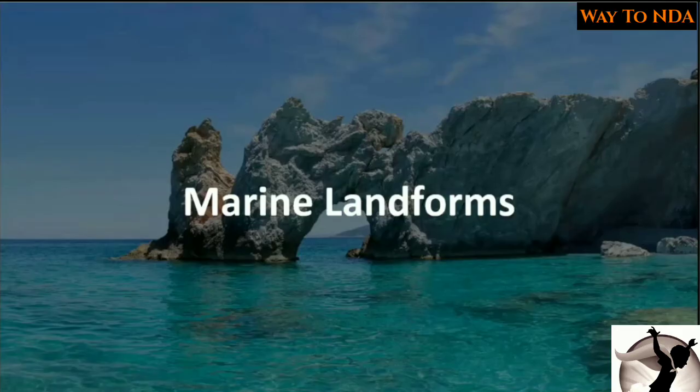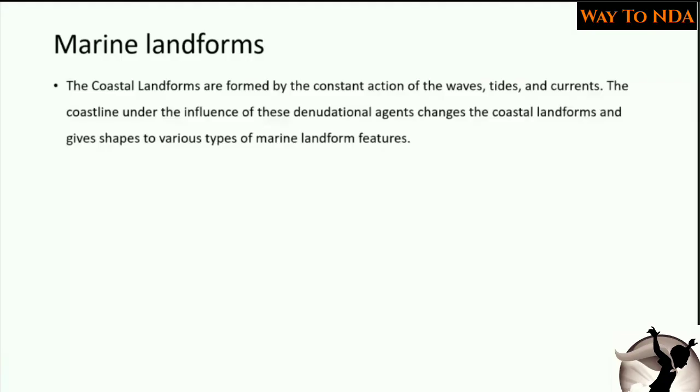We are going to study the marine landforms. So let's start. Marine landforms are the landforms which are made on the coastlines. Mostly you will find these marine landforms on the coastlines. The coastal landforms are formed by the constant action of the waves, tides and currents. These are the agents which are working for the formation of the marine landforms: the waves, the tides and the currents.